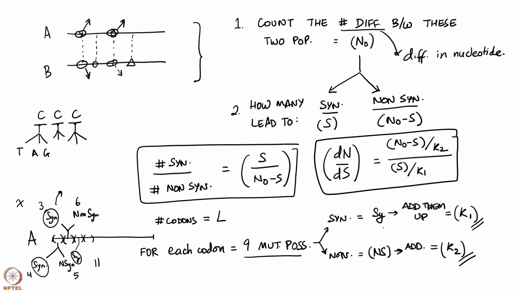We will begin our next lecture with a brief discussion of dN by dS and what actual values of dN by dS tell us, and then we will start with discussion of experimental evolution in lab.